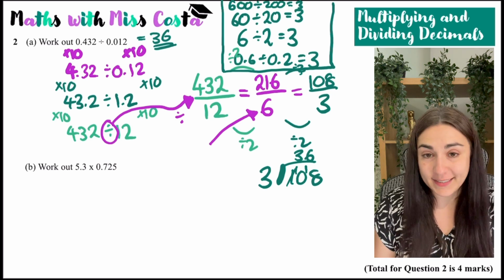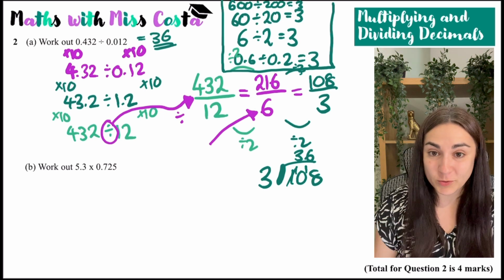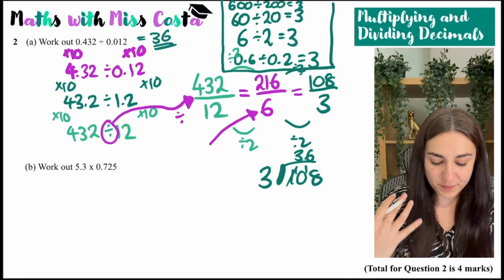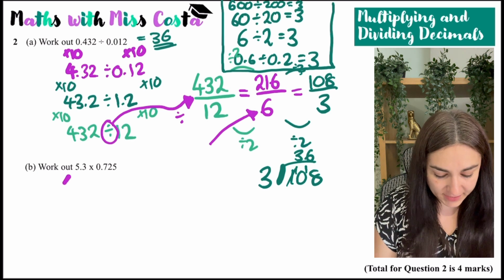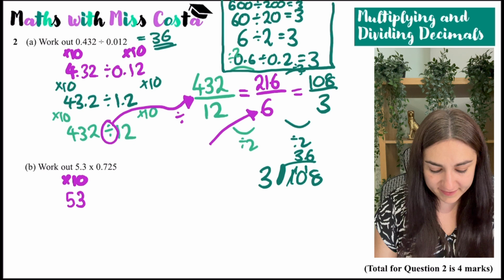Now for multiplying decimals, it's slightly different. The first step you want to do is turn it into whole numbers and multiply like that, but then you want to be mindful of what you've multiplied by. So to turn this into a whole number, I'd times 5.3 by 10 to get to 53. I'd need to times this.